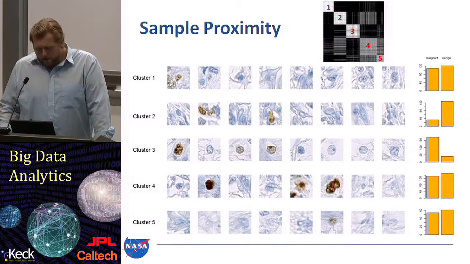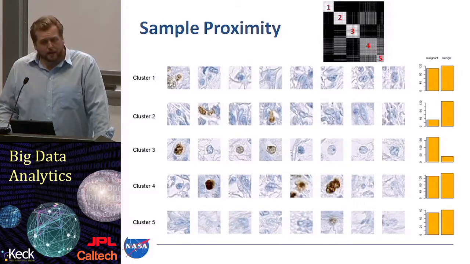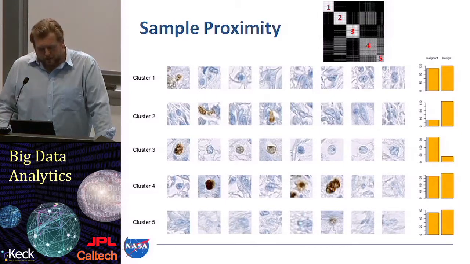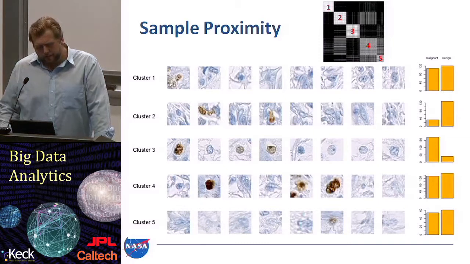For example, 4 and 5, these clusters are very mixed, so you have completely different classes in these clusters, malignant and benign, and as you can see, these patches look quite chaotic. And it's even for experts quite often hard to decide what these nuclei are.